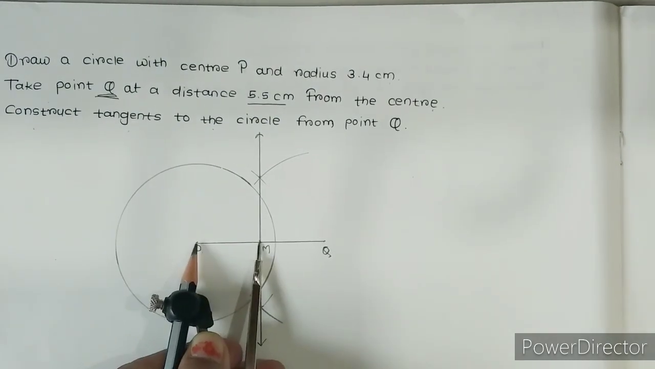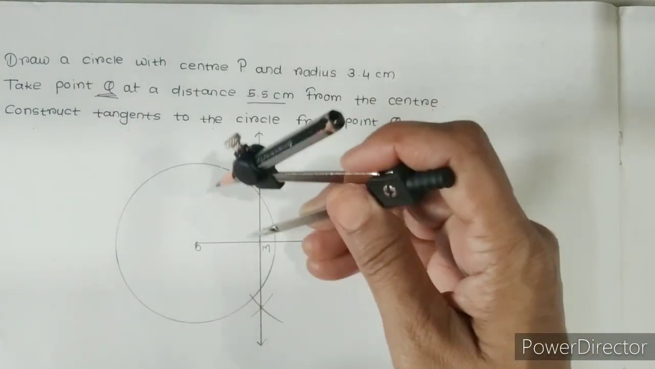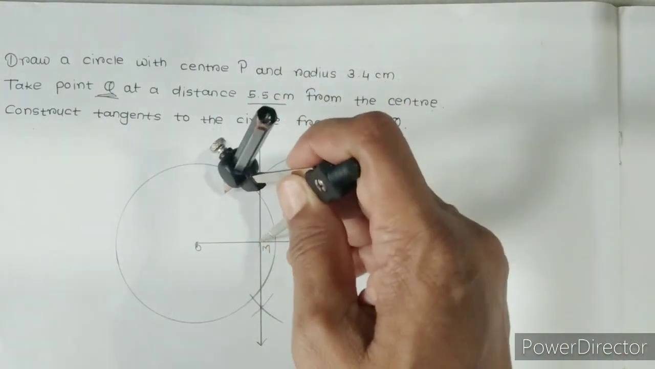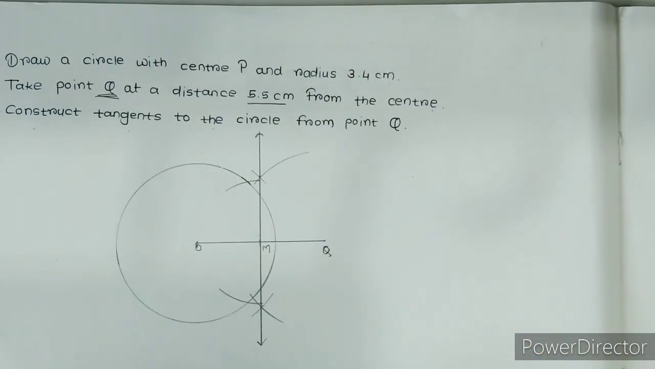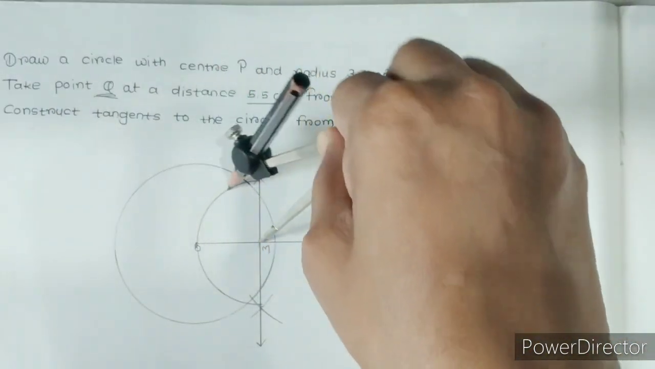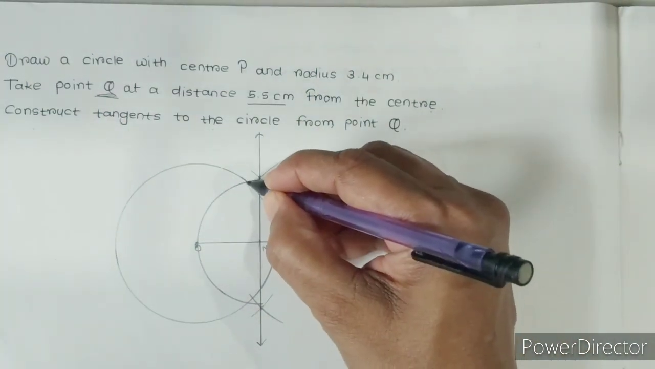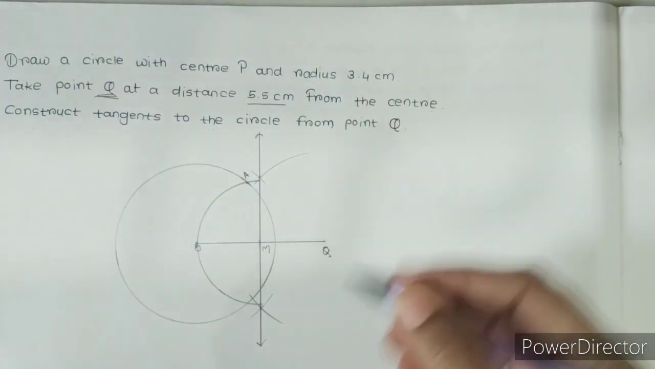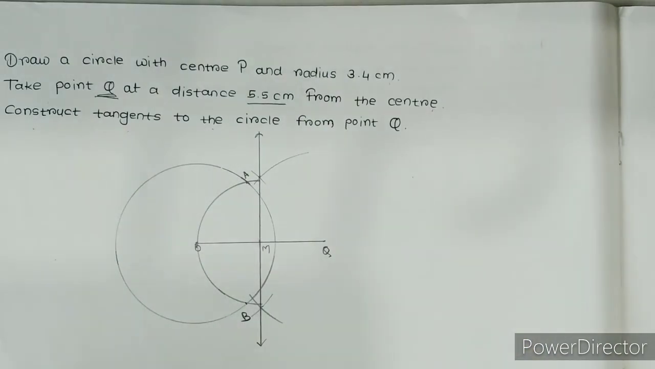Place the steel tip at point M and the pencil tip at point O, that means take distance OM between the tips of the compass and draw a circle, or you can say an arc. These are the two arcs, or you can draw the arc like this. Here we get 2 points. This arc intersects the circle at point A. Let this arc intersect the circle at point B.